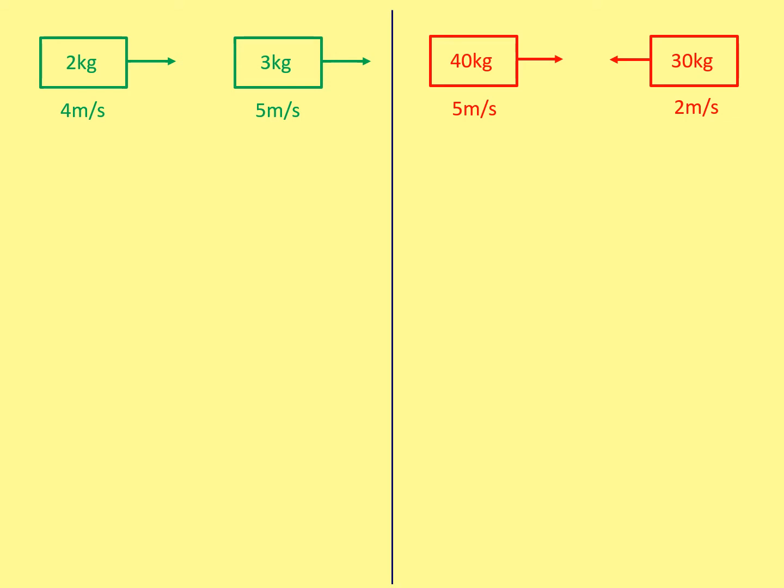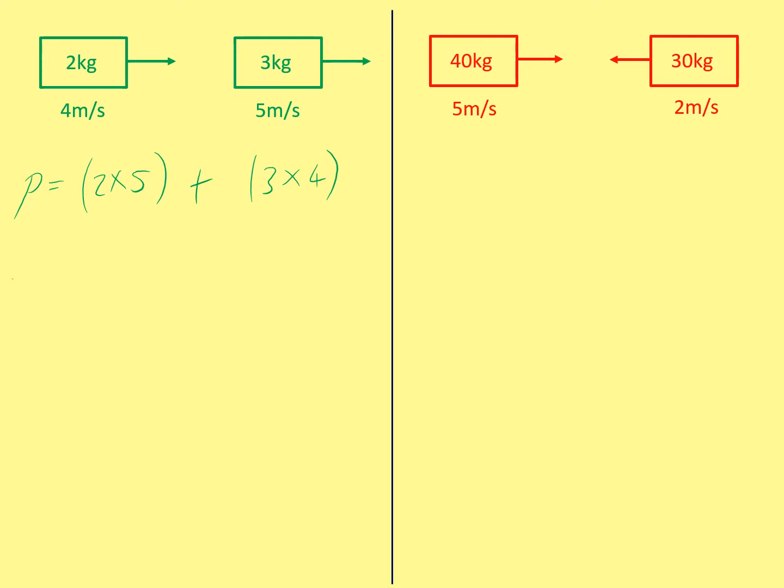To work out the momentum of a system, you work out the momentum of one object and add it to the momentum of the other. So I'm going to work out the momentum of this object on the left, and that's going to be 2 times 5. That's the momentum of that box on the left. 2 times 5. And I'm going to add it to the momentum of this box. 3 times 4.